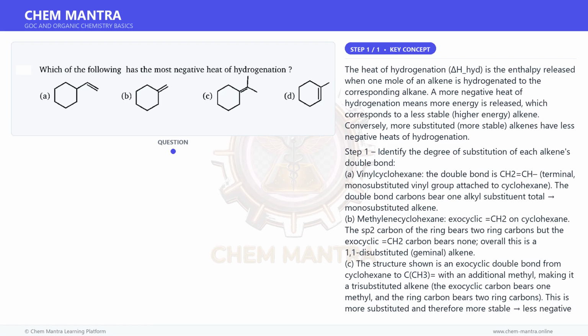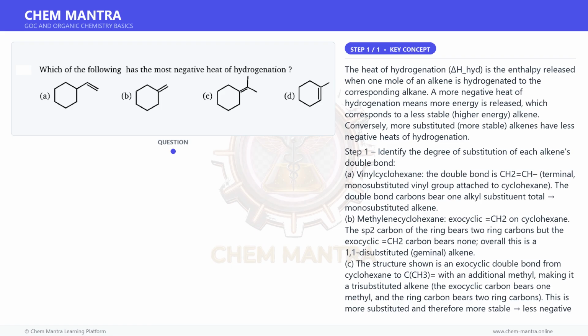Step 3. Key reasoning: vinyl cyclohexane has a monosubstituted terminal vinyl double bond, CH2=CH, which is the least substituted among the four options. Less substitution means less hyperconjugative and inductive stabilization, which means a higher energy alkene, which means the most energy released upon hydrogenation, which means the most negative heat of hydrogenation.